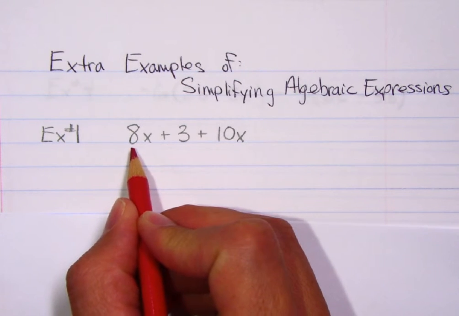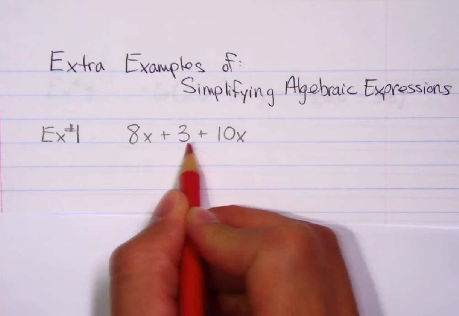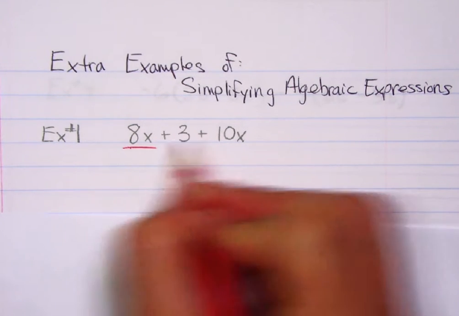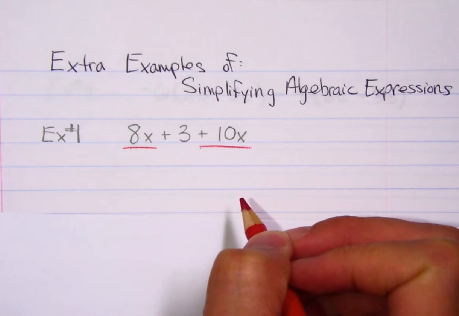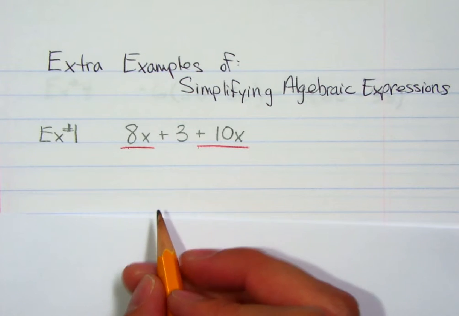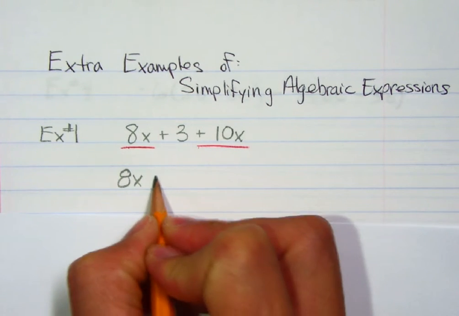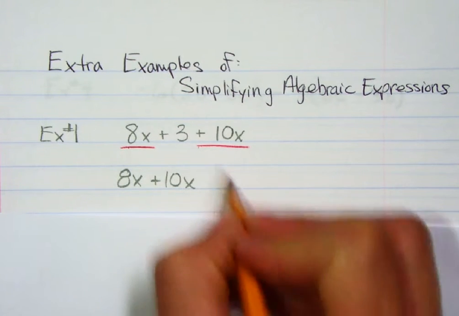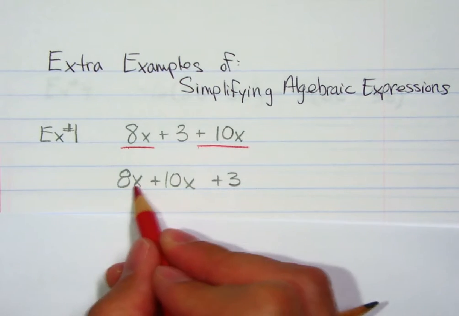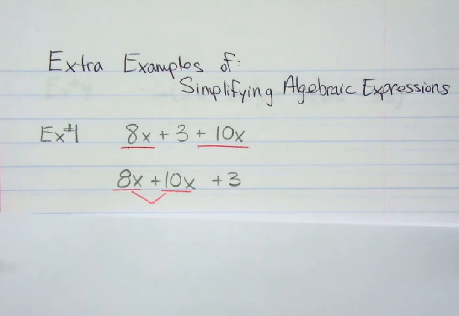Remember, a term is split up between signs, so I have a positive 8x, a positive 3, and a positive 10x. I'm going to note that these two terms that I underlined are like terms. It might even be easier if I rearrange them for you and write 8x first, then the 10x after that, and then the positive 3 later. That still makes the two terms alike, they're called like terms, and I can combine them.